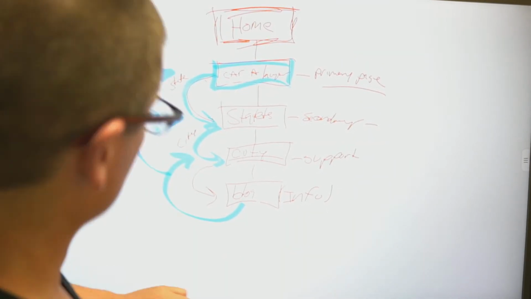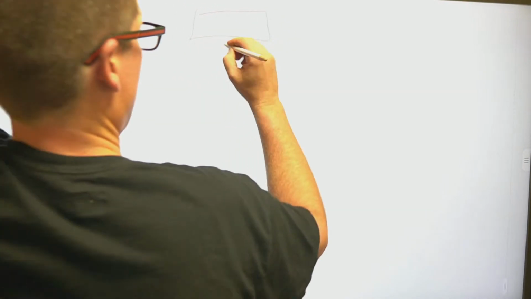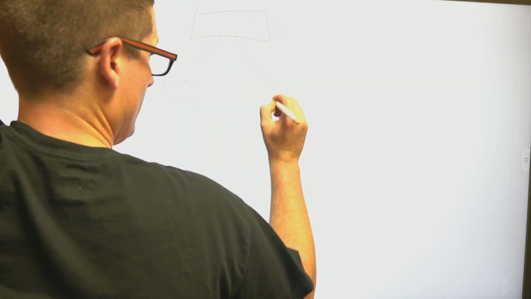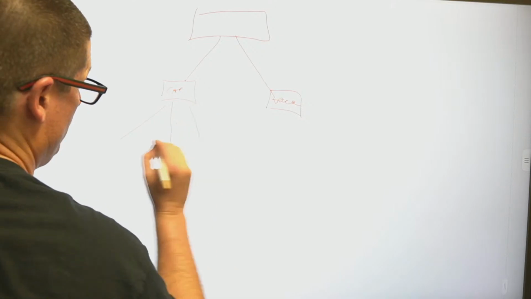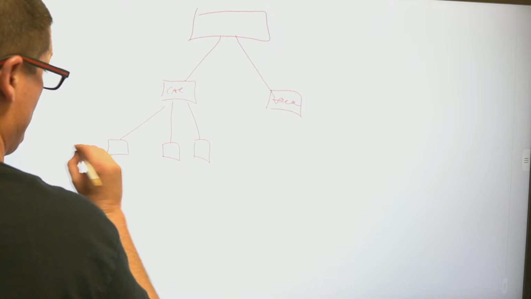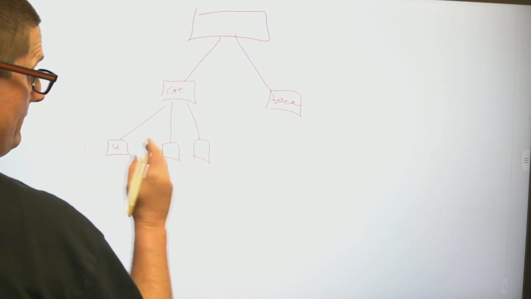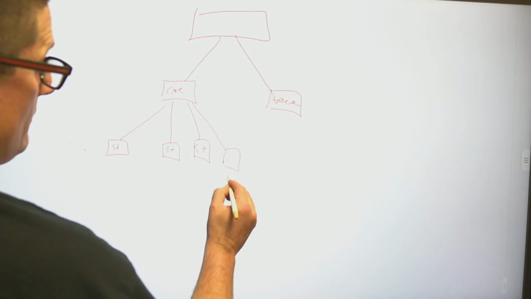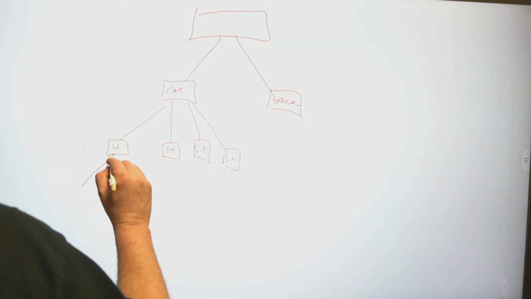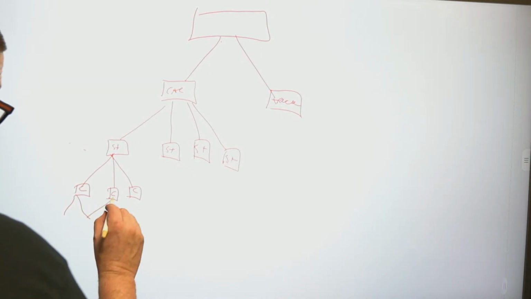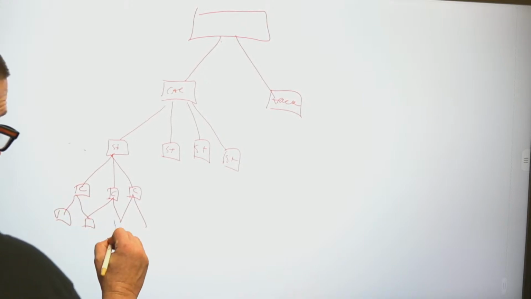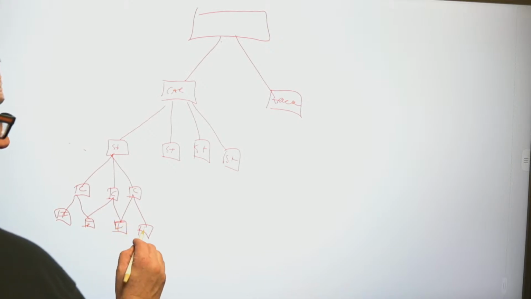Or you could draw it like this. Or you could draw it like this. You can draw it any way. If people understand it a different way, that's fine. I'll draw it like this. Home. Top level. Right? So here's car. Here's truck. State level, right? State, state, state, state. So here are the states. From here, city, city, city. Info, info, info, info, right?